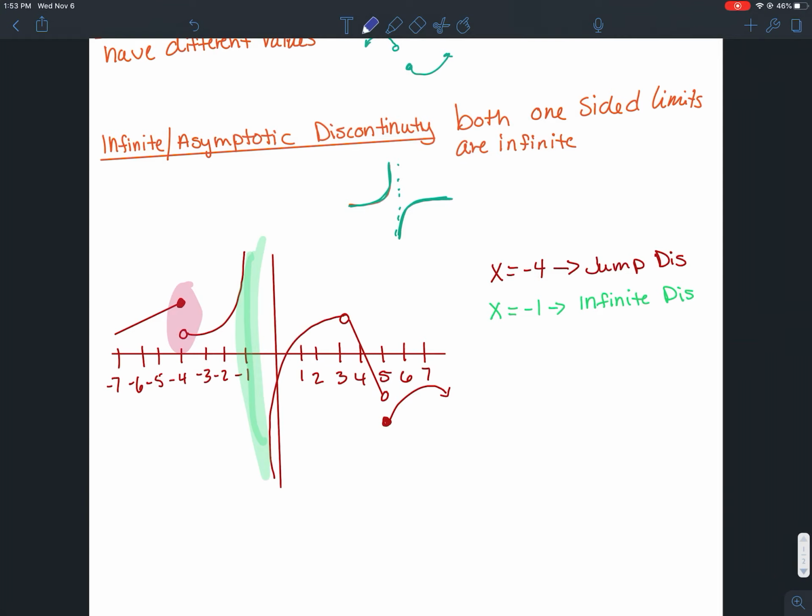Okay, and then we have right here at x equals 3, we have a removable because all there is is a hole there. Yes, there's a hole at x equals -4, but it jumped up. These just continue right after the hole. There is no jump. It's on the same level. So x equals 3 is a removable discontinuity, or a removable hole is what some people call them.